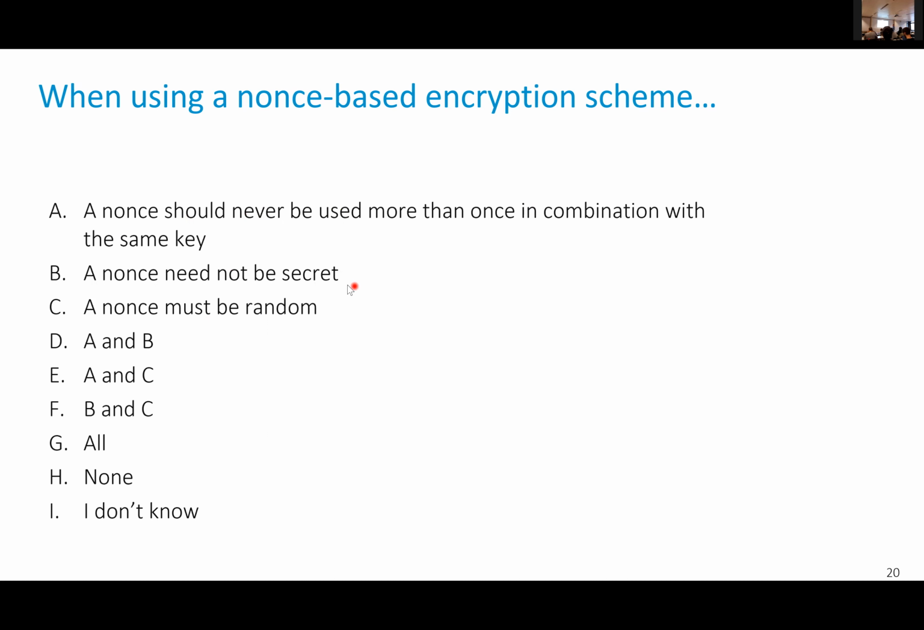A nonce need not be secret. Well, it's true. In fact, it's worse than that. A nonce must be known to the receiver, because otherwise you cannot decrypt the system. A nonce must be random, not necessarily. We've seen that the counter-based scheme can use perhaps a random one for the first one, but it will be published then. And then all the other ones are deterministically derived from it. So all possible systems exist.